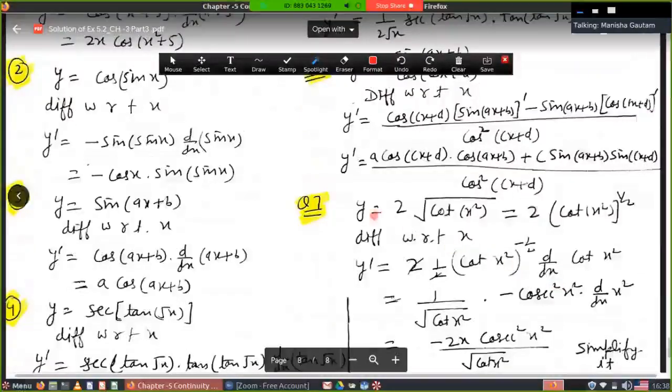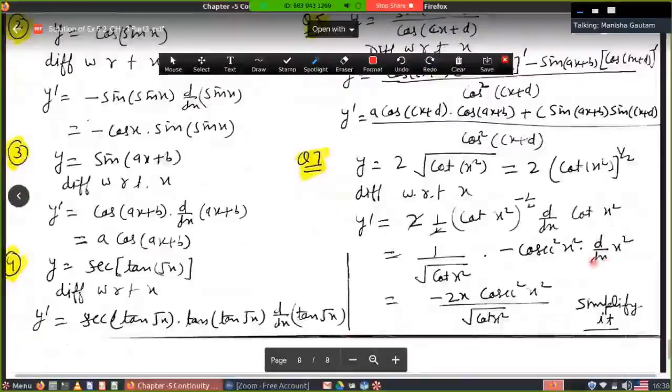Now question number 7, y is equal to 2 under the root cot x square. Here first of all you have to simplify the power, then go for the chain rule. Cot of x square under the root. Taking the half power outside and half minus 1, you are getting minus half, and the derivative of cot x square. Cot x square means cot of t. The derivative of cot t is minus cosecant square x square, and d by dx of x square again.